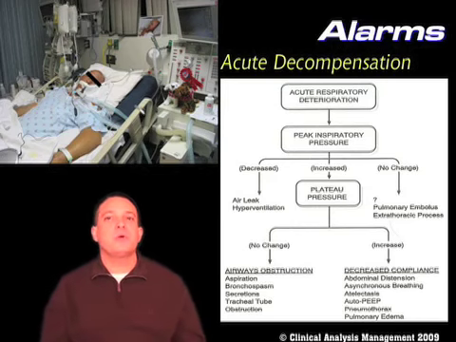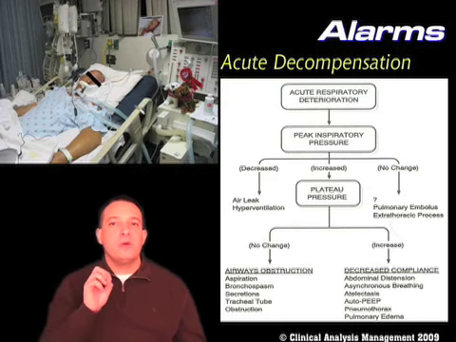So what if the peak inspiratory pressure was high? If we look at the peak inspiratory pressure and it's high, then the next thing that we do is we look at the plateau pressure.